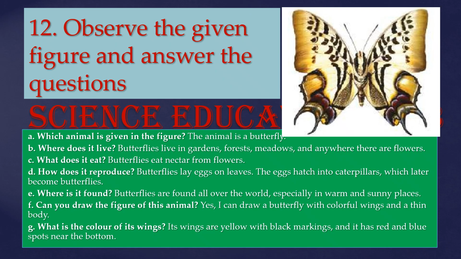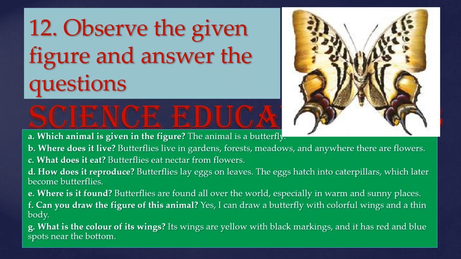Observe the given figure and answer the questions. So you can observe the butterfly and answer the questions. Which animal is given in the figure? Obviously the animal is a butterfly. Where does it live? Butterflies live in gardens, forests, meadows and anywhere there are flowers. What does it eat? Butterflies eat nectar from flowers.